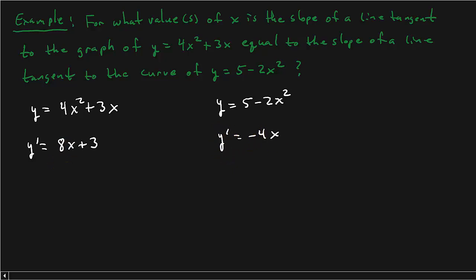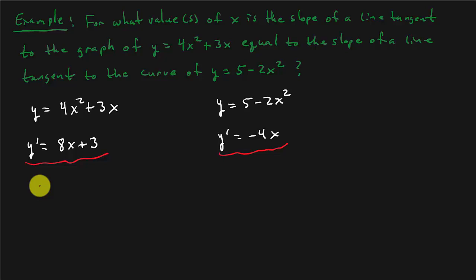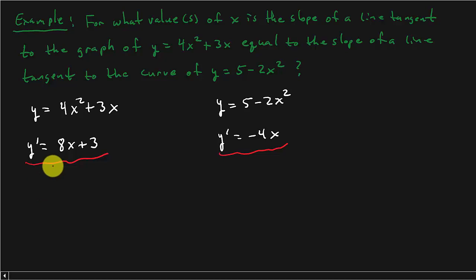Remember, this right here represents the slope of the tangent line. All we have to do is plug in the x value to get the slope of the tangent line. That's what these functions represent. And what do we want to know? We want to know, when are they equal? When are they the same?